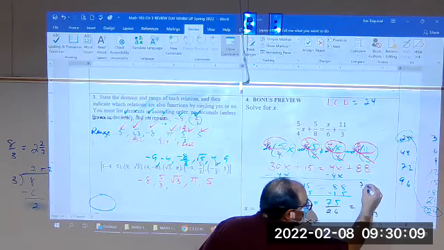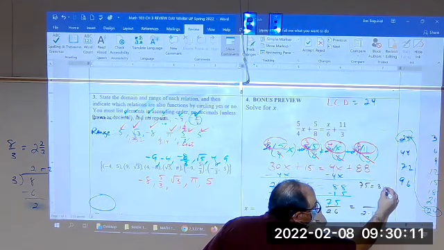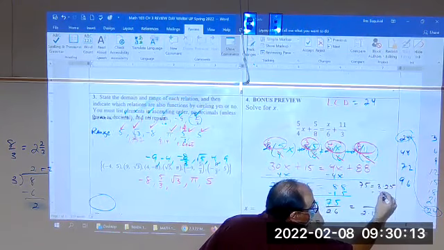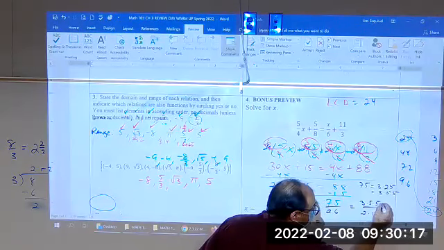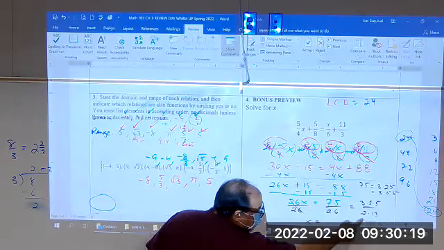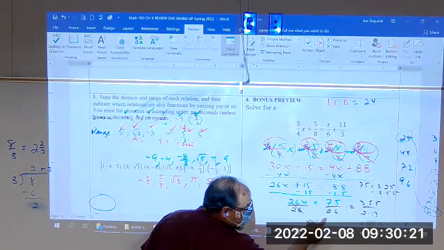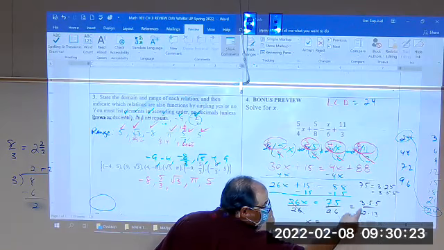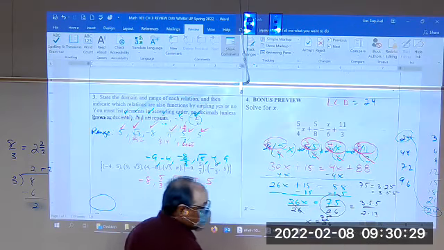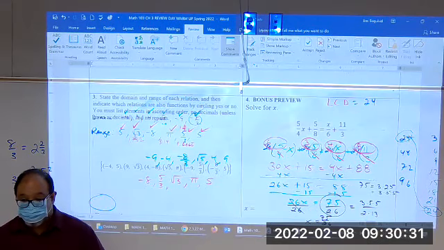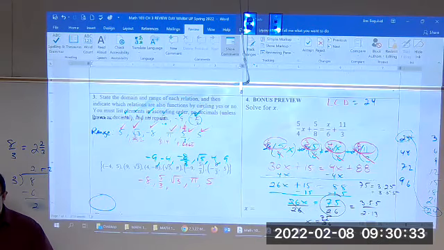75 is 3 times 25, which is 3 times 5 times 5. If you look at the factors of 75 and 26, they have no factors in common. This is your final answer, 75 over 26. It doesn't reduce. No decimals, just make sure you simplify it.